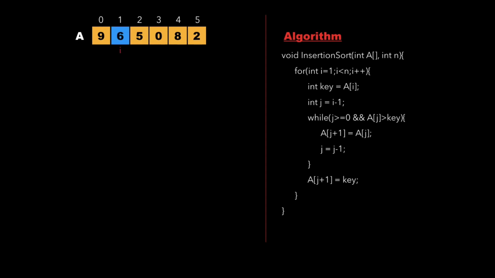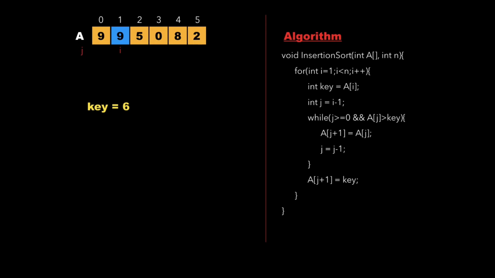Initially the value of i is 0 and the value of key is A of i, which is 9. Then we initialize j as i minus 1 and traverse j from i minus 1 down to 0. Then we check whether j is greater than or equal to 0 and the value of A of j is greater than key. Since here the value 9 is greater than 6, we update A of j plus 1 to A of j, that is A of 1 now becomes 9, and then we decrement j.